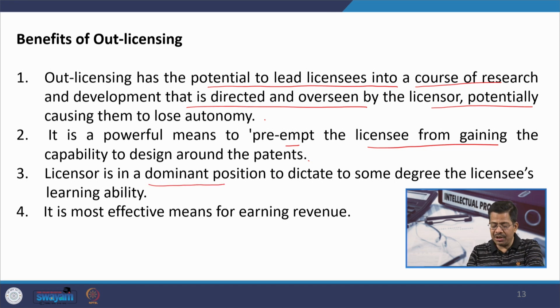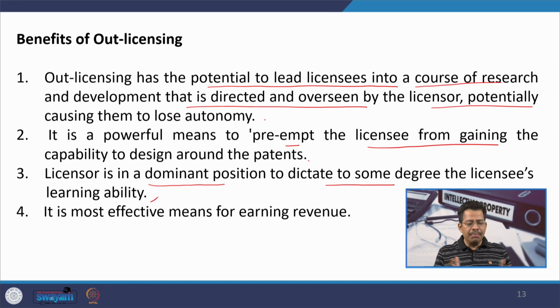Licensor is in a dominant position because you are already owning the technology. Now, you are giving to a licensee, and you dictate to some degree the licensee's learning ability. Maybe you have a bouquet of 5 technologies, and you are only licensing 4 or 3 out of 5. So, you are still holding one critical technology with you. That is possible because you are in a dominant position, the one who is holding the technology and the one who is receiving the technology. In that way, you are able to direct and control the products which are going to come from these licensees into the market.